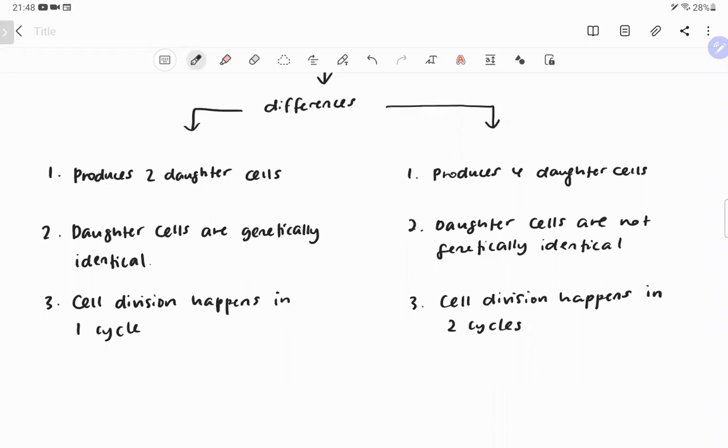So what are the two cycles? It goes through one time of PMET first, along with, of course, the crossing over part. And the second time, it goes through PMET for the second time, right? So that's why it has four daughter cells at the end.